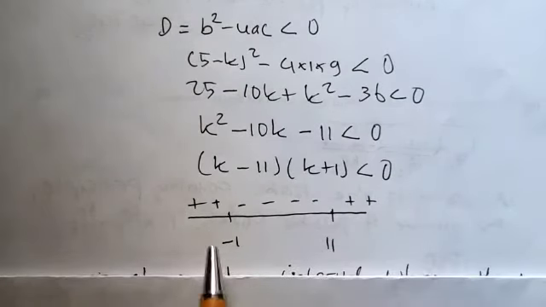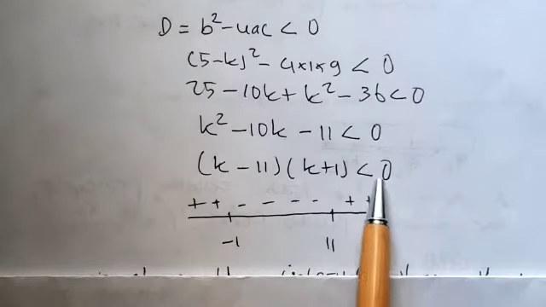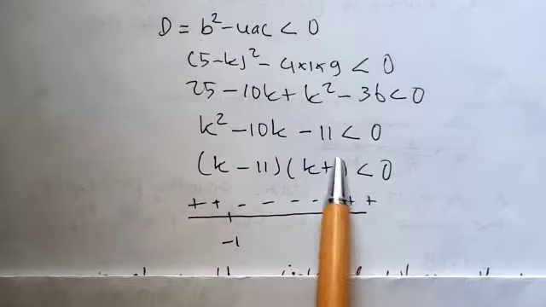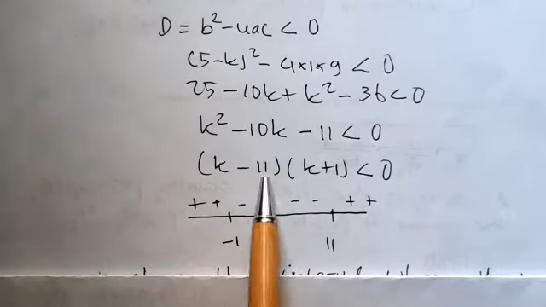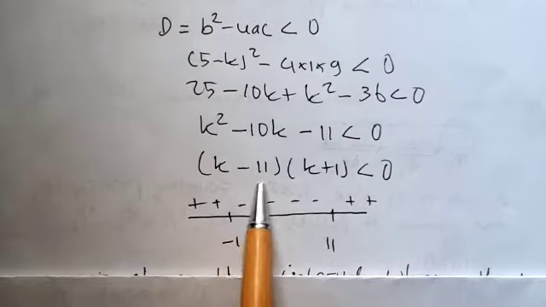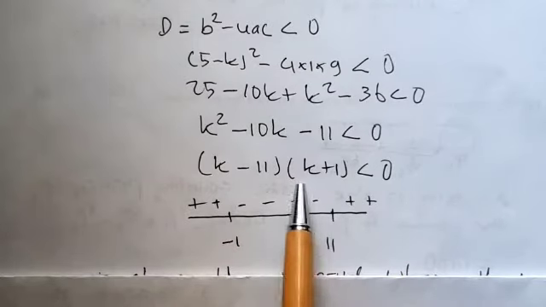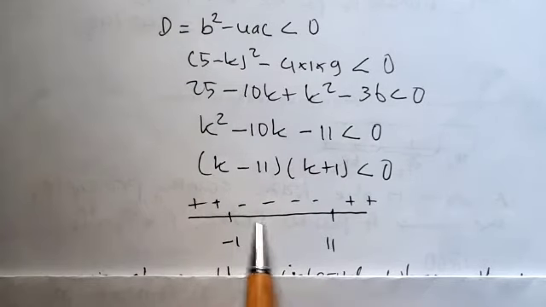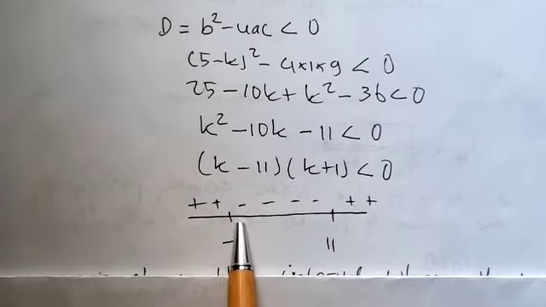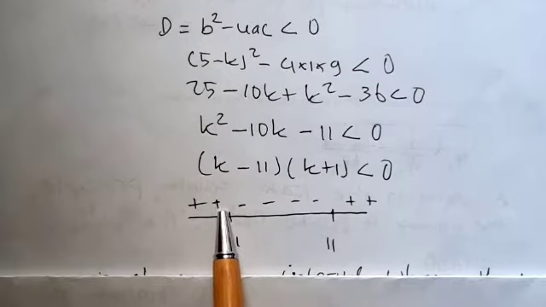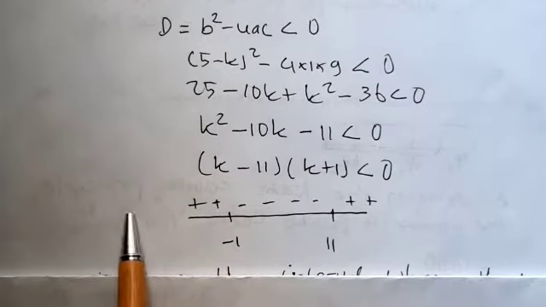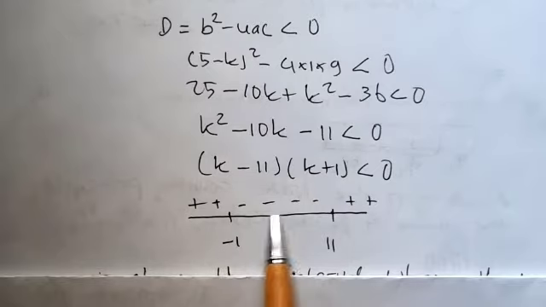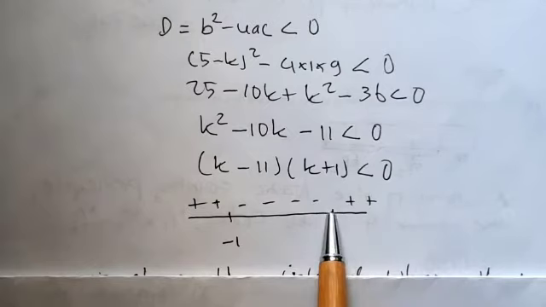And then we draw the sign diagram, because this is an inequality. If this factor is 0, k is minus 1, and if this one is 0, k is 11. Now you see by the sign diagram, there are 3 intervals: one interval less than minus 1, another interval in between minus 1 and 11, and the last interval when k is greater than 11.